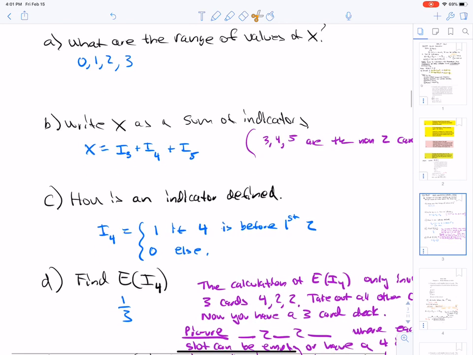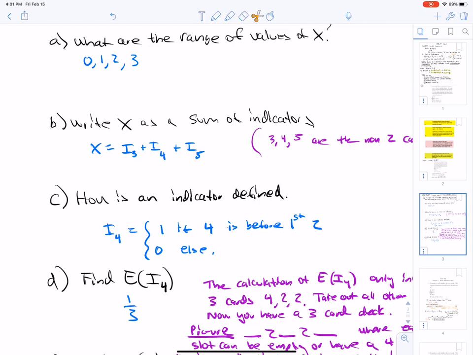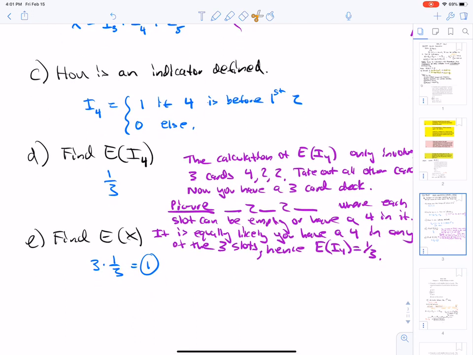I'm going to define, for example, I4 to be 1 if 4 is before the first 2 and 0 otherwise. The chance of that is a third. You can just think calculating the expectation of I4 only involves 3 cards, 4 and both of the 2s. And that 4 is either before the first 2, between the two 2s, or after the last 2. So it's 1/3. All of those options are equally likely. Find the expectation of x, so that would be 3 times a third, or 1.